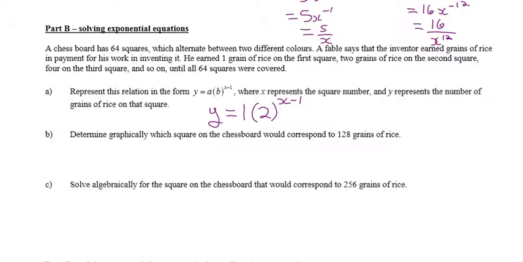On square number 2, 2 minus 1 is 1. We're not going to worry about the 1, just multiply by 1. So 2 minus 1 is 1, and 2 to the 1 is 2. On square number 3, 3 minus 1 is 2, and 2 squared is 4. Okay, so that's working, right? I expect 1 grain, then 2 grains, then 4 grains, and so on. Determine graphically which square on the chessboard would correspond to 128 grains of rice.